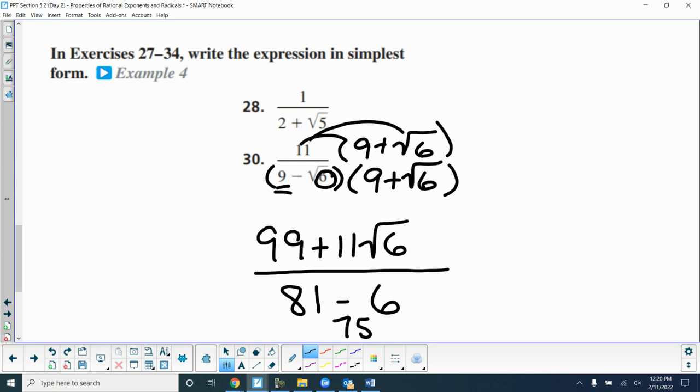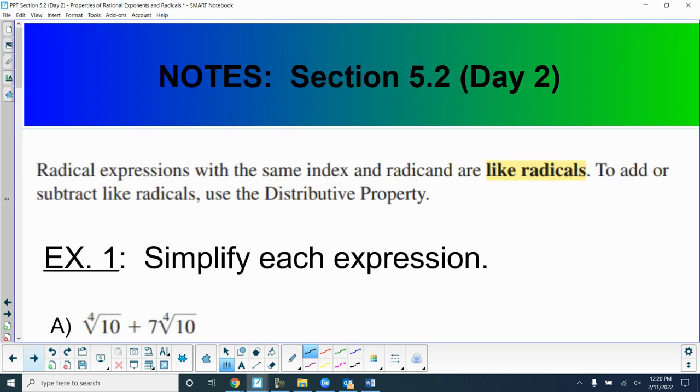All right. Today, we're going to do radical expressions with the same index and radicand. They're called like radicals. We talked about like terms many times, right? Am I allowed to add x plus y? No. Am I allowed to add x plus x? Yeah. Am I allowed to add x squared y plus xy squared? No. Right? You guys understand like terms, right? So, the same thing is true about radicals and indexes.